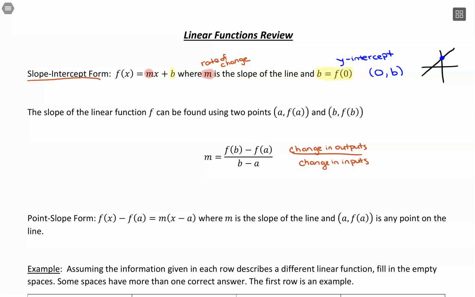How you've probably seen this before, before we had function notation, is if we had 2 points, (x1, y1) and (x2, y2), then slope would be the difference of the y values over the difference in the x values. And that's the same exact thing that we're doing here. It's just with function notation.